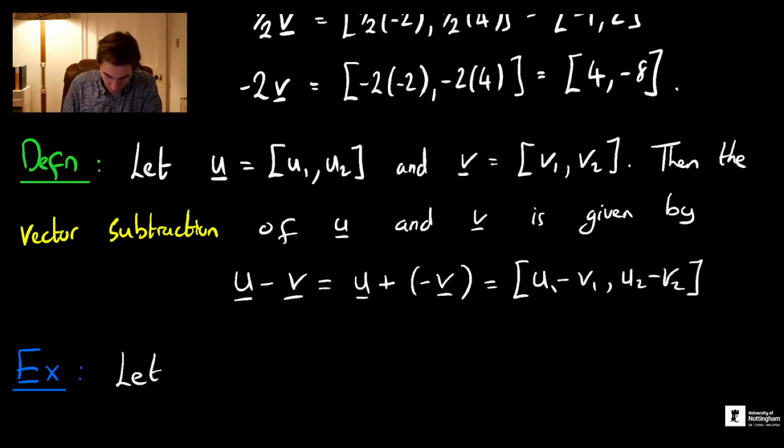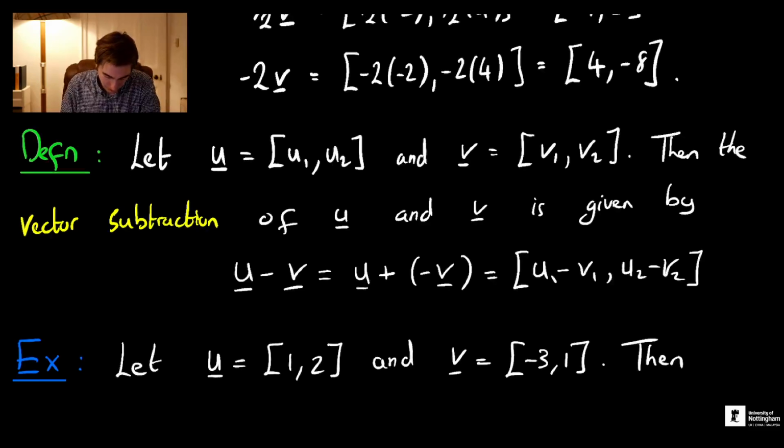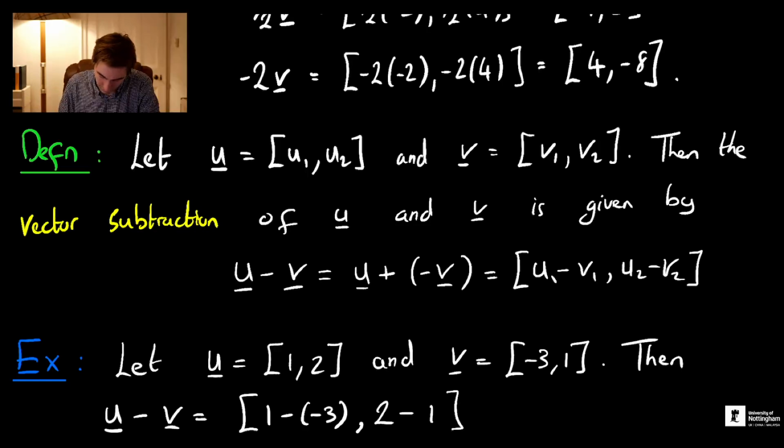So we take, let u equal, in the notes we've got [1, 2]. And v here we're going to take to be [-3, 1]. Then what is the subtraction of u and v? We have u minus v is going to be, we take the first component of u and take away the first component of v. That's 1 minus minus 3. And then we've got the second component of u, which is 2, minus the second component of v, which is 1. In other words, we get 1 minus minus 3, which is 1 plus 3, which is 4, and 2 minus 1, which is 1. So we get [4, 1].